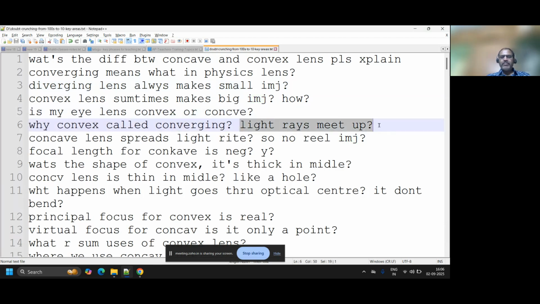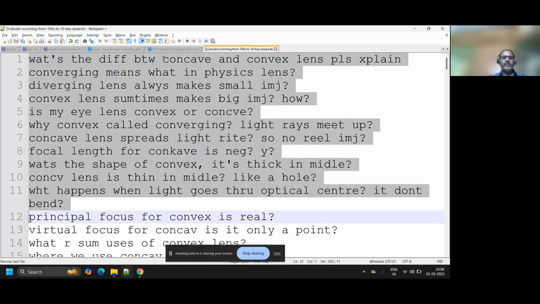Light rays meet up. The student wants to ask a question, but it is not a grammatically correct sentence, or it's not a full sentence. "Is concave", you look at it, this is a spelling mistake. "Concave is negative." Instead of "yes", the person is typing "Y". This is the way we get doubts from multiple students who are attending the class.